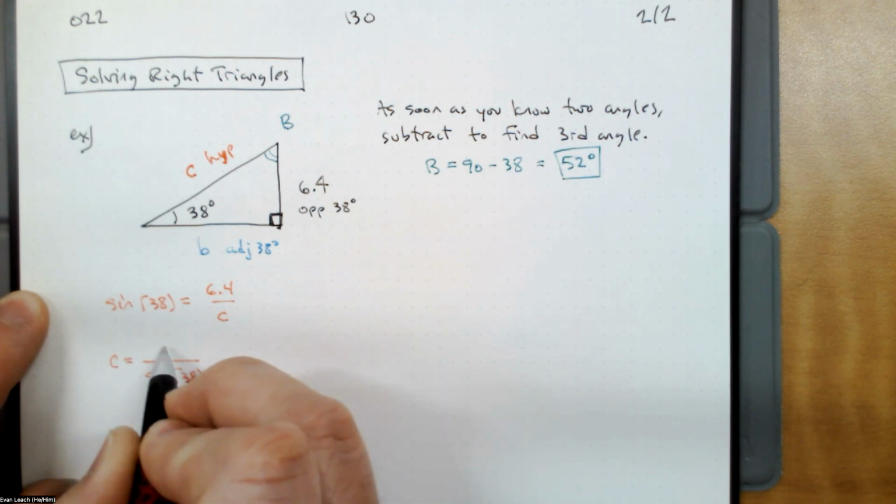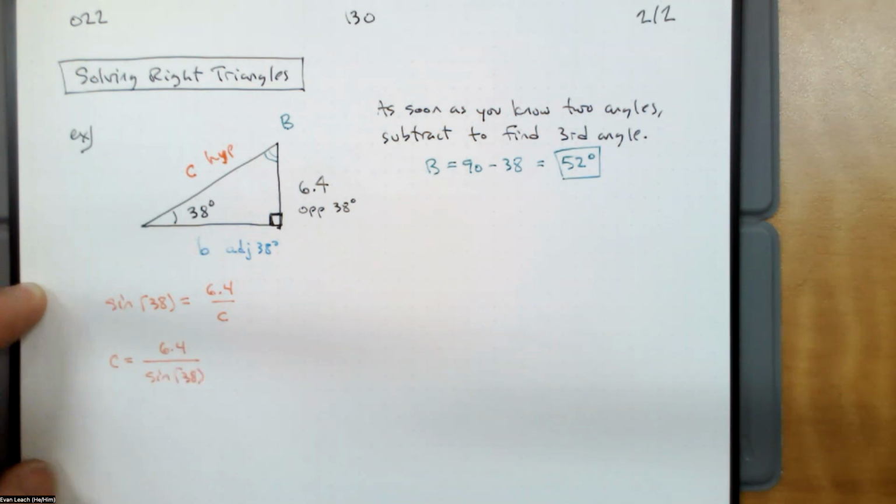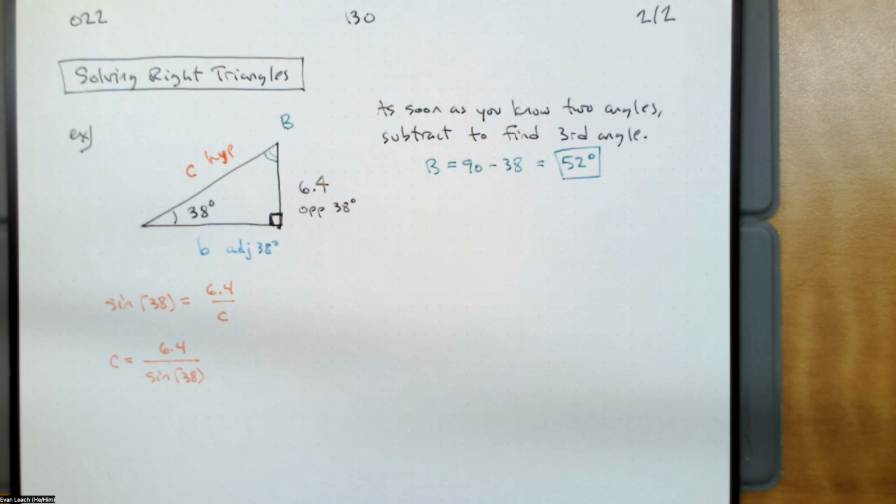It's important to recognize that sine of 38 is one thing. Sine without an angle attached to it doesn't mean anything. We can't divide by sine. We can divide by the sine of 38. Now we just need to calculate that. We're going to grab our calculating machines because we don't want to have to look up sine of 38 in a book.